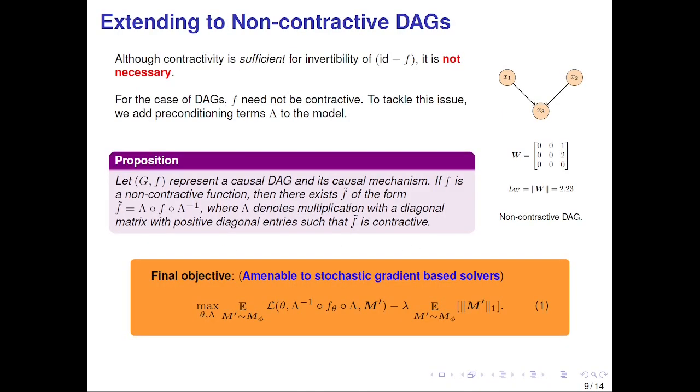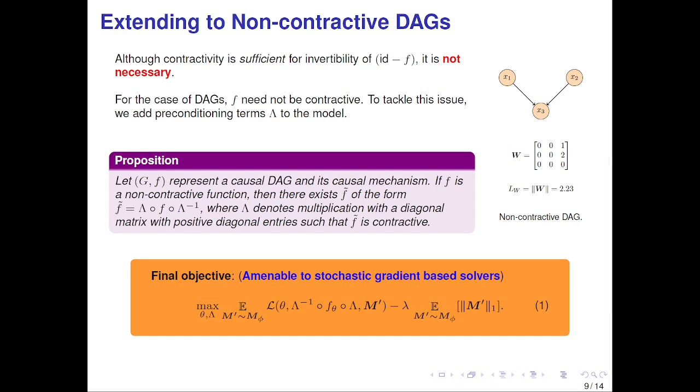So far, we've only considered contractive causal mechanisms. While this is sufficient for the invertibility of the forward map ID minus f, it is strictly not necessary. This is indeed the case for DAGs, where the figure over here shows an example of a non-contractive DAG which attains equilibrium in 3 time steps, but contractivity is still a requirement for efficiently computing the log determinant of the Jacobian.